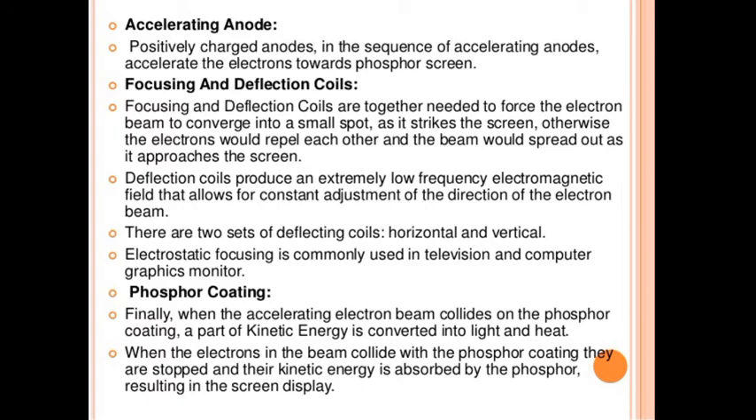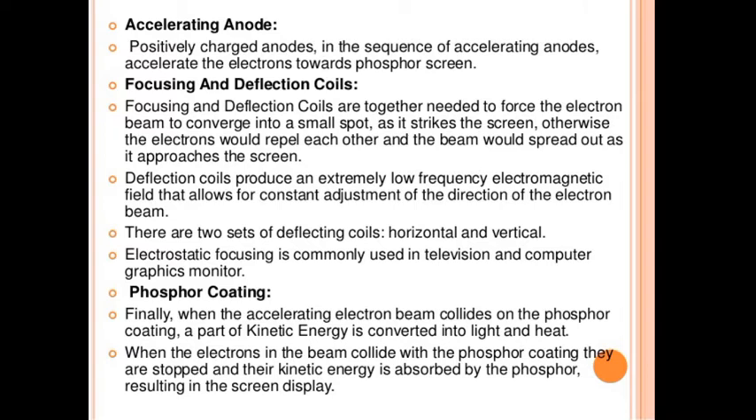Accelerating anode. The positively charged anodes in the sequence of accelerating anodes make the electrons go towards the phosphor coated screen. As the electrons in the beam are of the same charge, they may scatter. So these positively charged anodes accelerate the electrons towards the phosphor coated screen.